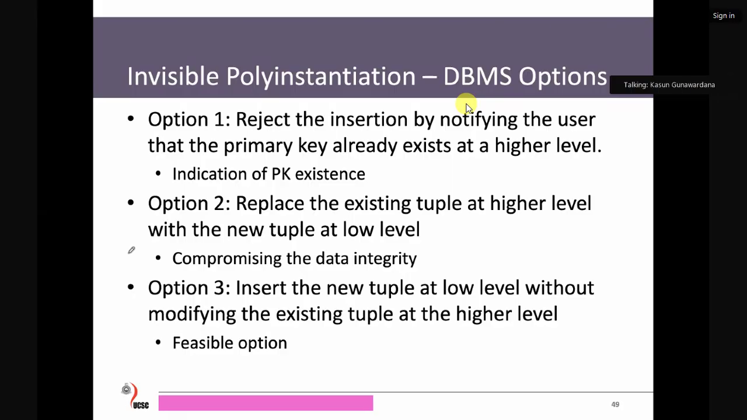So option 3 is the more feasible option. Insert the new tuple at the lower level without modifying the existing tuple at the higher level. So we are keeping both tuples. So we call it polyinstantiation.